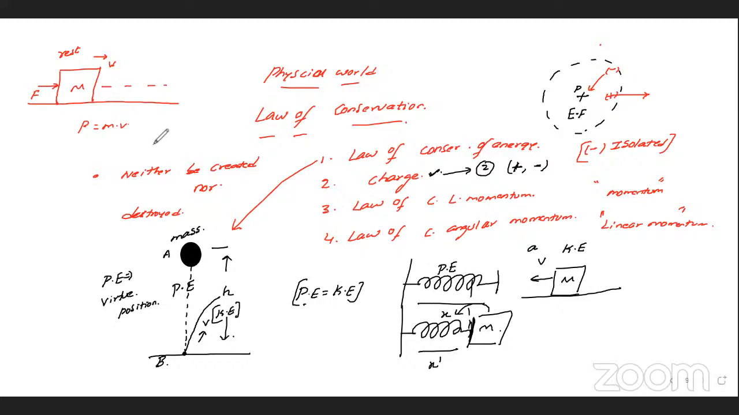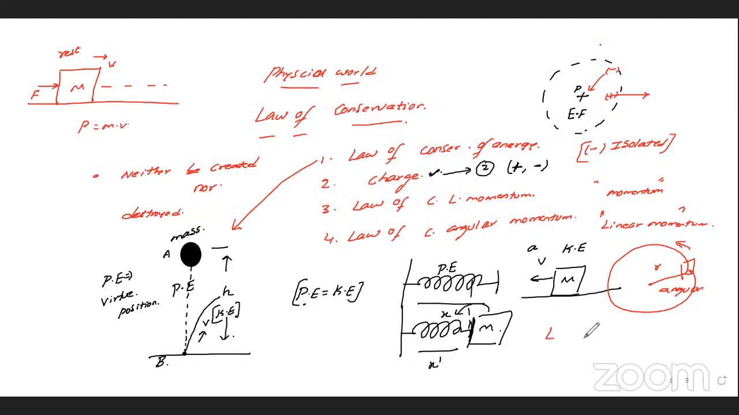And the same thing, when we take this object in a circular fashion, the object moves in a circle. Because of the radius, it will again gain some momentum. This one we call angular momentum. The angular momentum symbol is L.